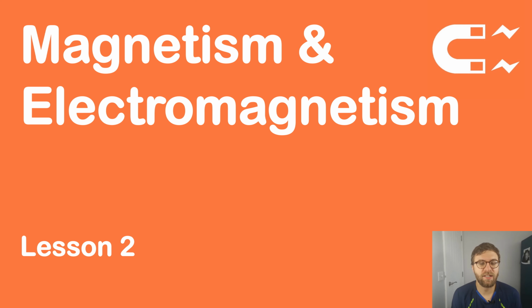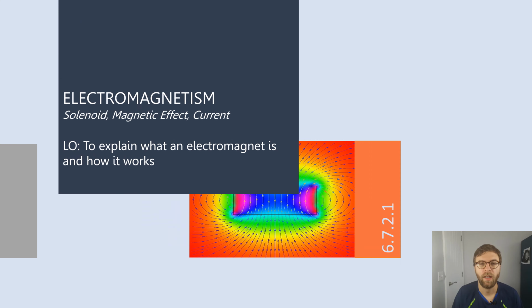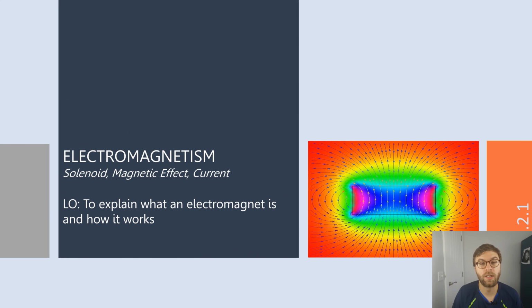Hello and welcome to lesson 2 on the topic magnetism and electromagnetism. In this part of the topic, we're not going to be focusing solely on magnetism, but the link with electricity and really getting into electromagnetism. We're going to try and explain what an electromagnet is and how it works.